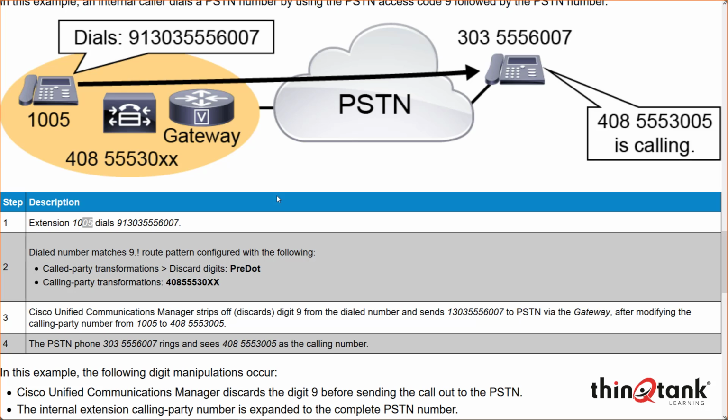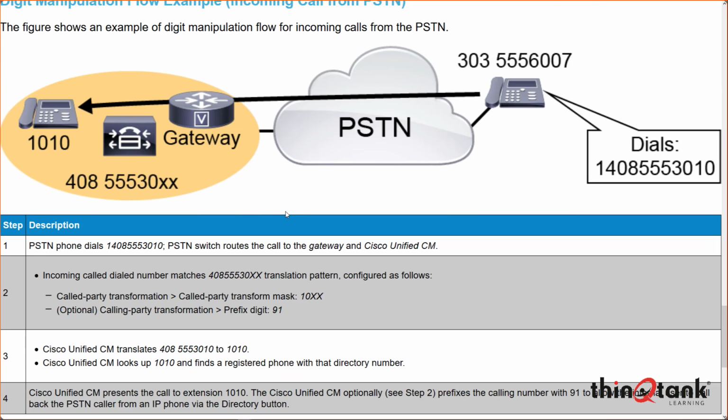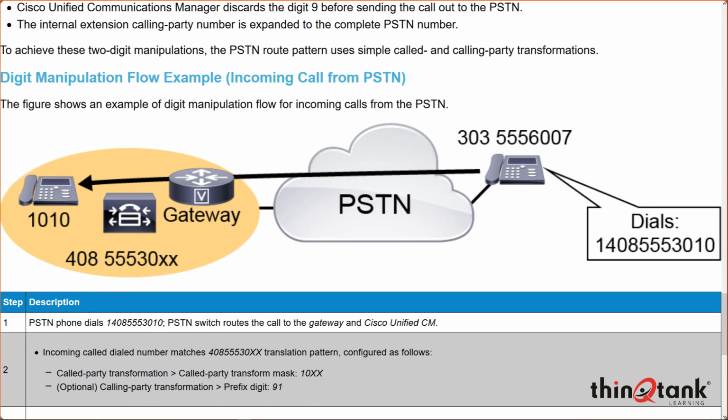What about for inbound? What would be an example for inbound? In this particular case, a PSTN phone dials 1-408-555-3010, which is a DID number routed by the global PSTN people to my gateway. Okay, so the gateway receives the call. Of course, we want to be able to route that to extension 1010. So it looks like in this particular case, only the last 2 digits of the number match the DID. So we're going to have to do a called or dialed number transformation, right?